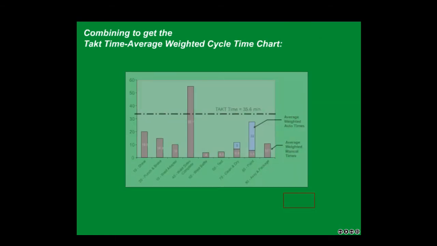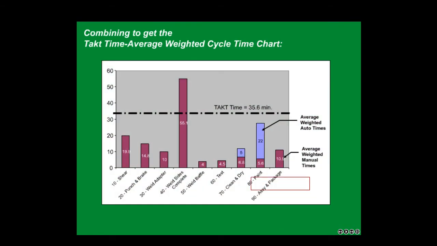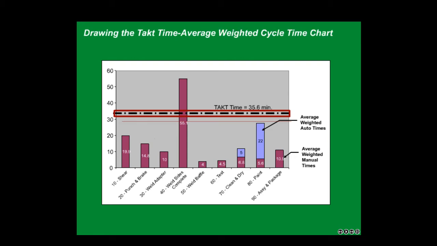Combining to get the tack time average weighted cycle time chart. Draw a horizontal line across the average weighted cycle time chart at the tack time value of 35.6 minutes and label it. The resulting graph is the average weighted cycle time versus tack time chart and gives you a visual representation of each of your work elements for the average weighted part compared to tack time.